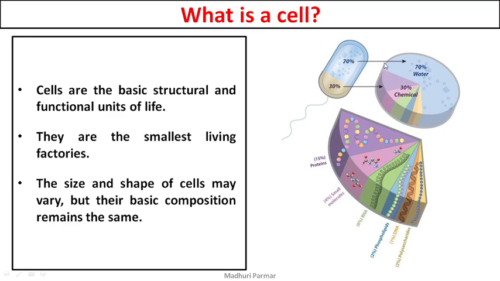What chemicals? These chemicals include proteins, then small molecules which can be sugars, amino acids, different metal ions, and negatively charged ions or anions. All these small, tiny molecules also make up a cell.